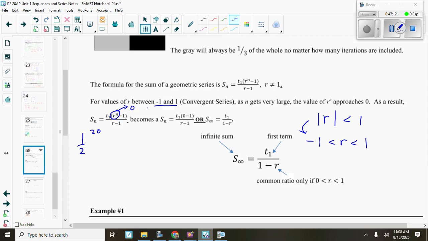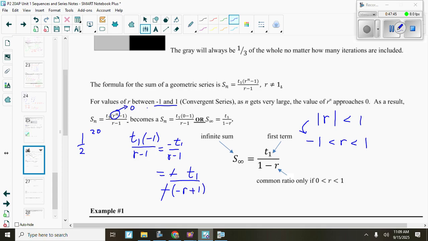When that happens, you can just substitute 0 in for it, and you end up getting this: t1 times negative 1 over r minus 1. Well, this is a little awkward to have a negative t1. So all they did was pull the negative out of the top and the bottom. If we pull a negative out of the top, and we pull a negative out of the bottom, we end up getting negative r, positive 1.